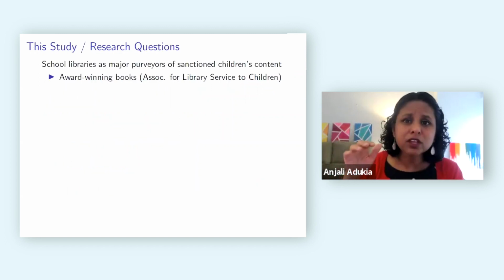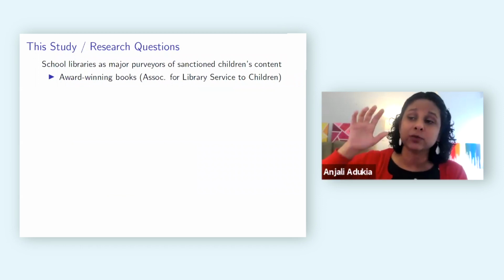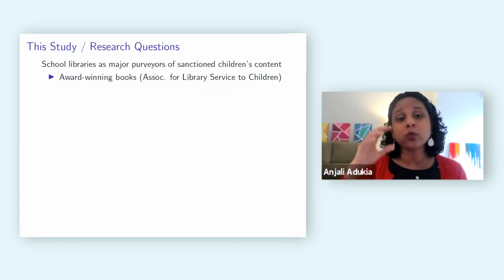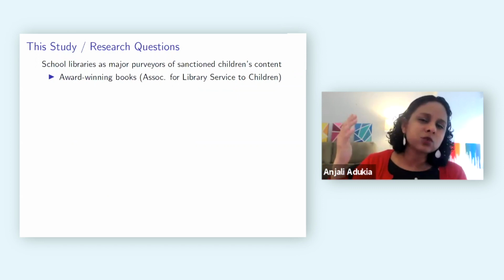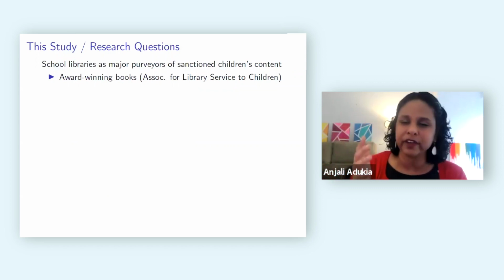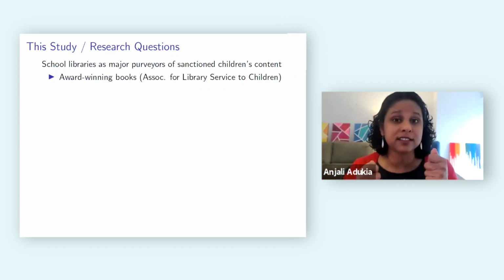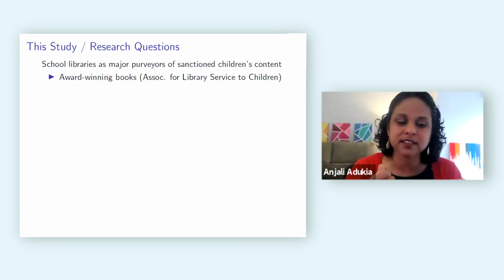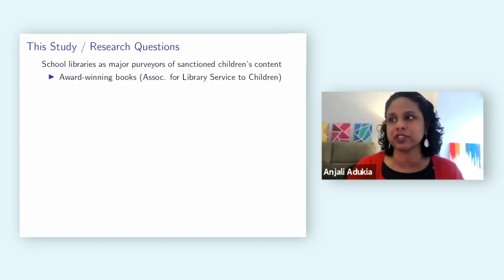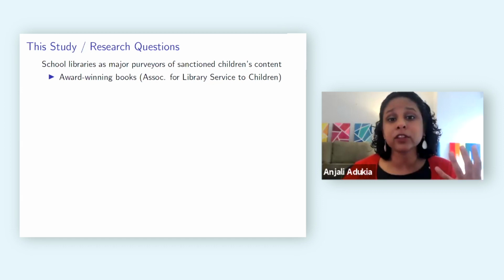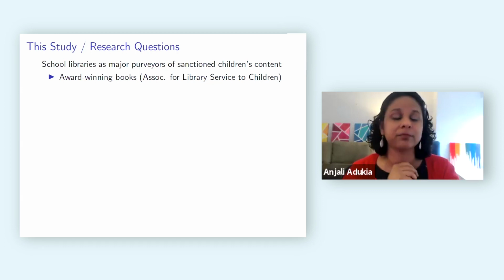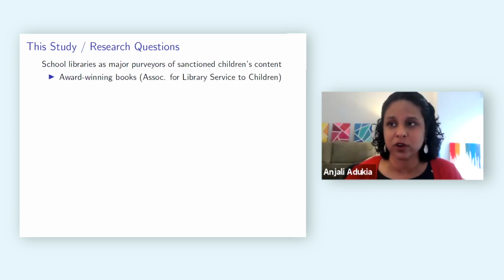well. So in this study, we're focused on award-winning books. We think about school libraries as major purveyors of children's content that sends a signal that this is sanctioned. These are the kinds of materials that we want children to be reading. And so we're going to be looking at Newbery books, Caldecott books, Coretta Scott King Award winners.